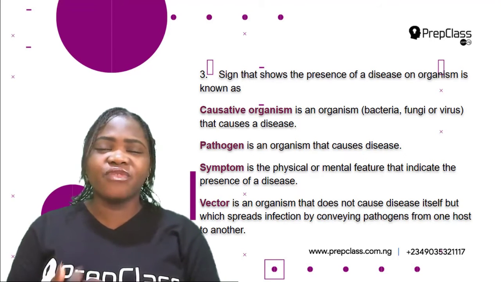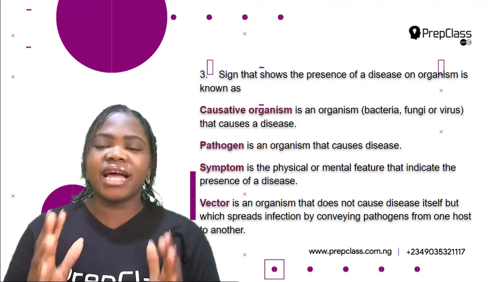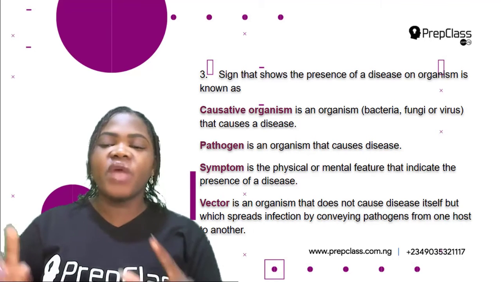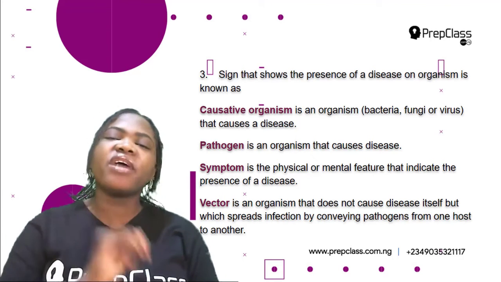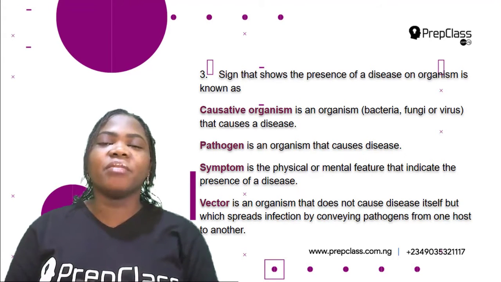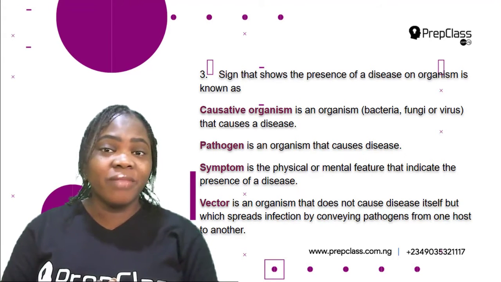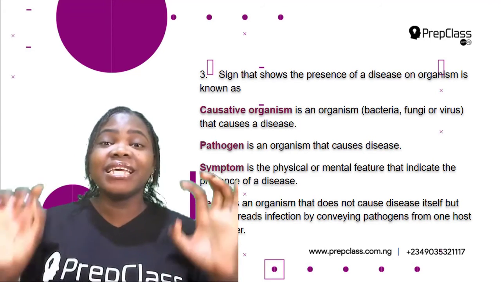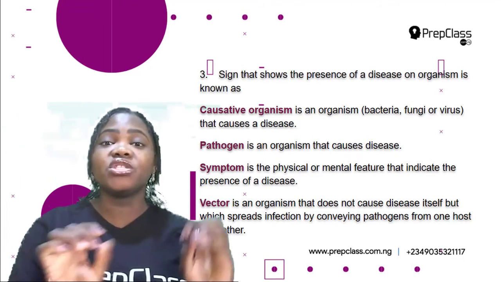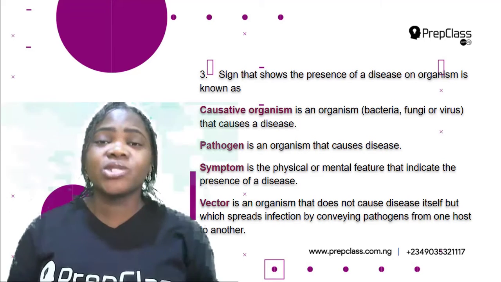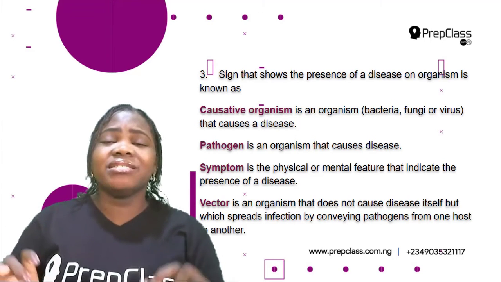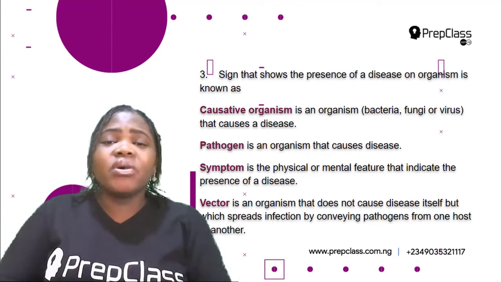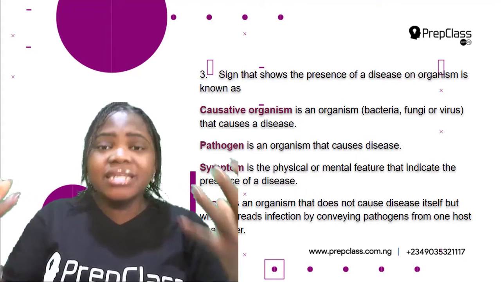Okay, now the last option is vector. What is a vector? A vector is an organism that does not cause disease itself but spreads infection by conveying pathogens from one host to another. One perfect example here is the mosquito. Many people think that the mosquito is the causative agent of malaria. That's not true. The mosquito is only a vector. What it does is that it transmits the pathogen, which is called Plasmodium falciparum, to the host. So it's not actually the mosquito that is causing malaria. No, it's the pathogen that it harbors. It harbors a particular pathogen that causes malaria.